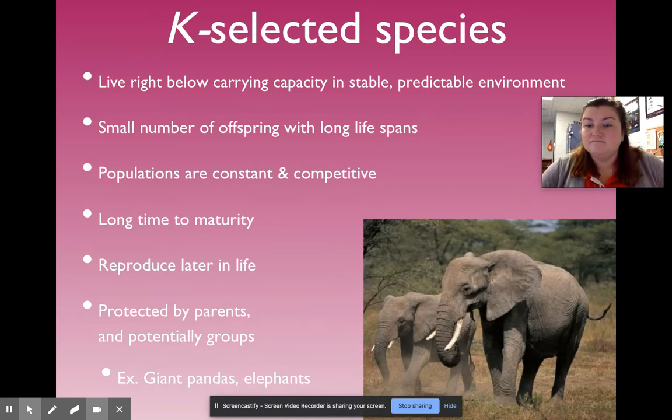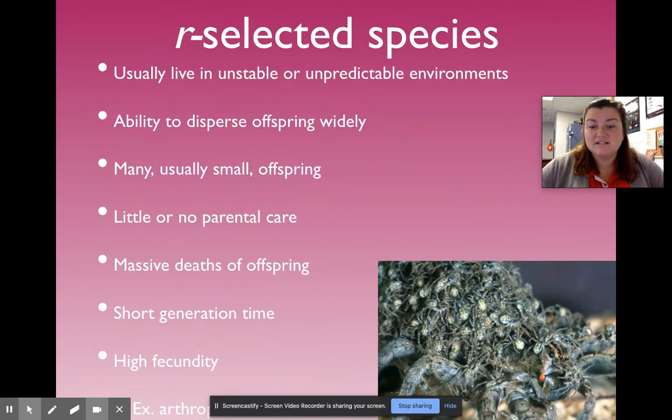They have 1, 2, maybe 3 babies, and they raise them very carefully, and they teach them a lot, and they stay with them. They have strong parental instincts, like elephants, like primates, like humans, like giant pandas. They spend time raising the babies and teaching them how to exist. And then you've also got r-selected species.